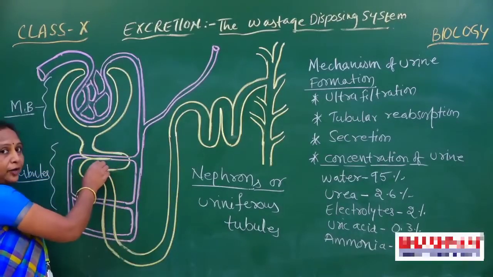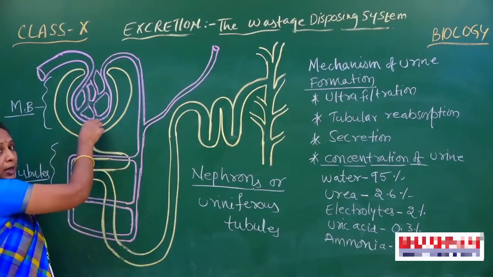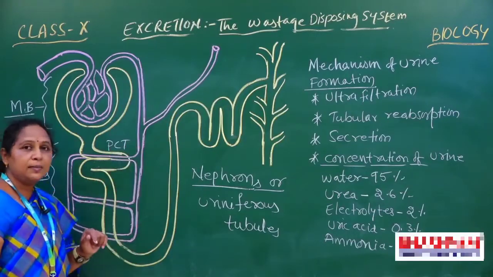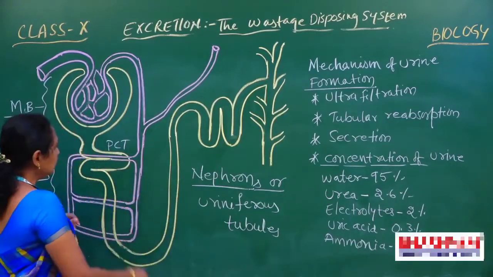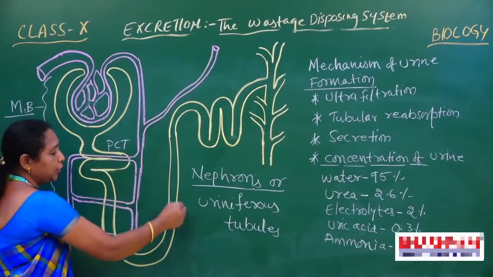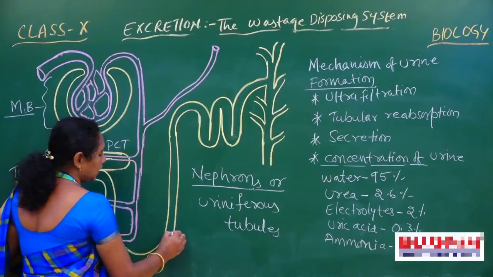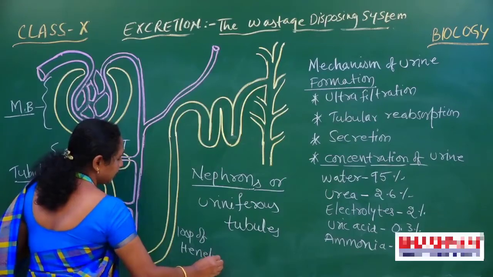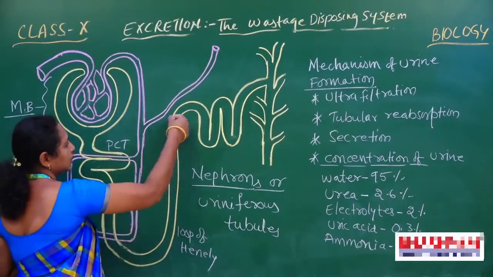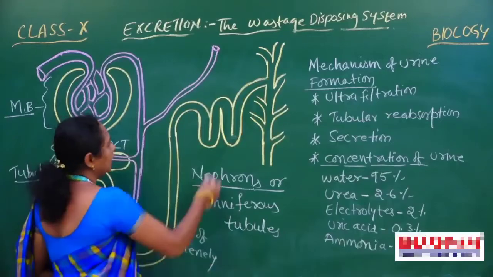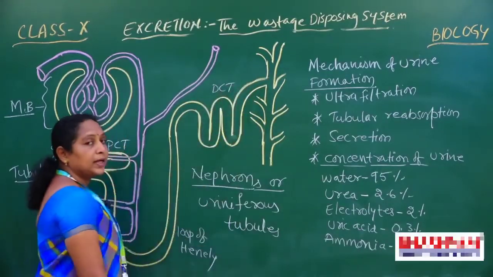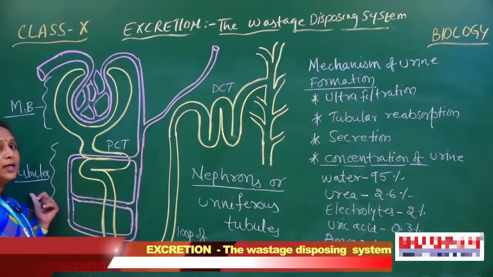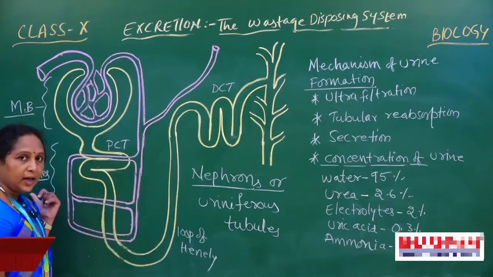The first part of the tubule, which is very near to the Malpighian body, we call the PCT, proximal convoluted tubule. Then it is followed by a U-shaped structure that we call the loop of Henle. Then another tube, which is very far away from the Malpighian body, we call the DCT. This PCT, loop of Henle and DCT together are called the second part of the nephron, that is the tubule part.